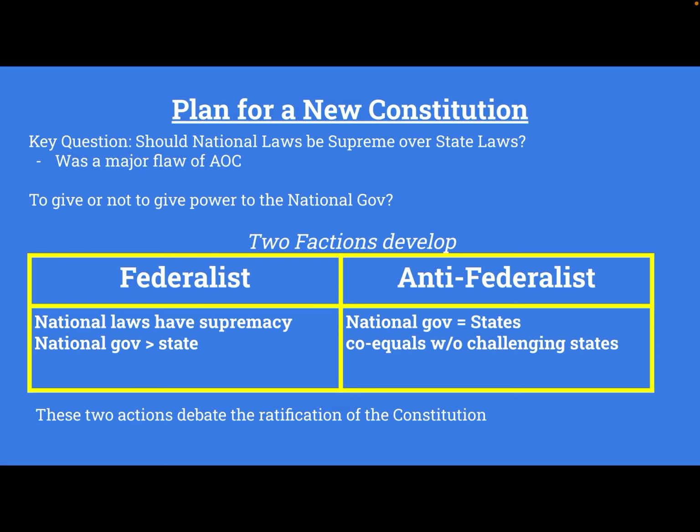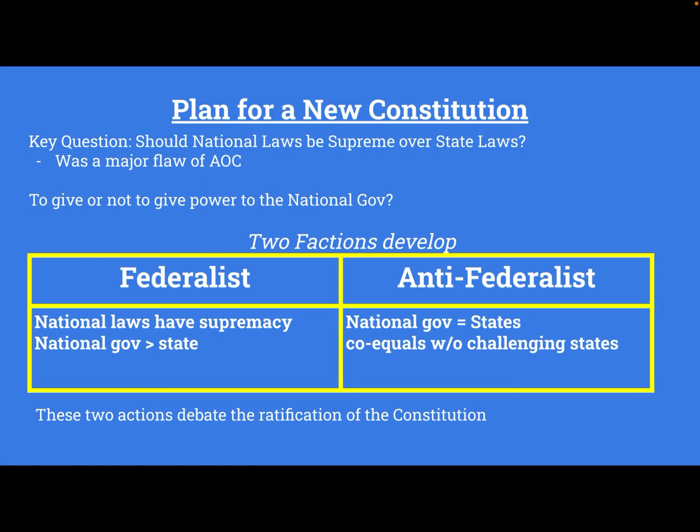And so all you need on here is the little chart that's in the yellow, okay? That's all you need to have written down. But you have some key questions. Should national laws be supreme over state laws? Okay, what was a major flaw here? Really, to give or not give power to the national government. These were all questions that were formulating as they were also arguing big states, small states.